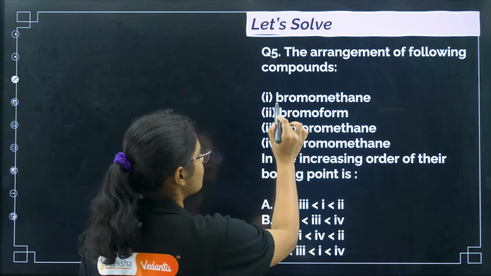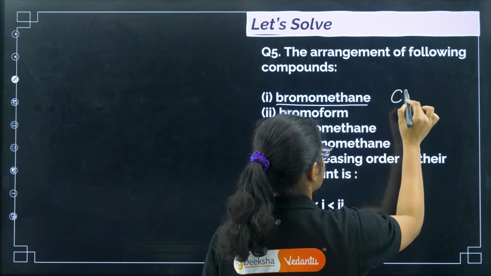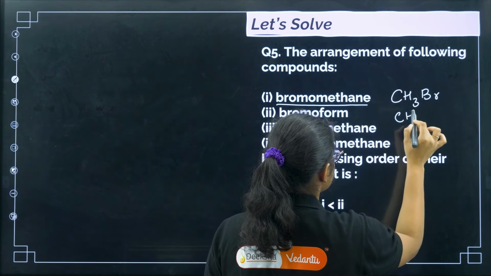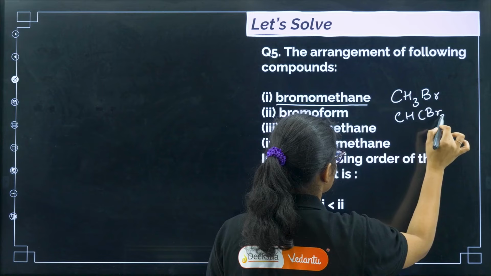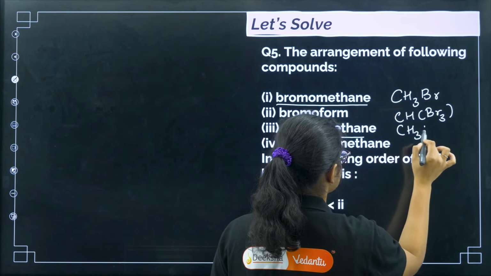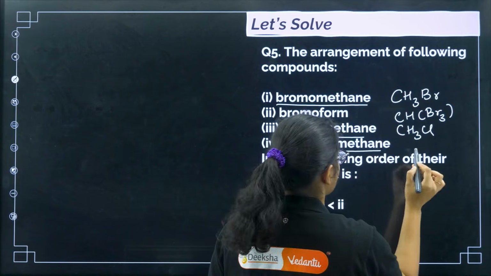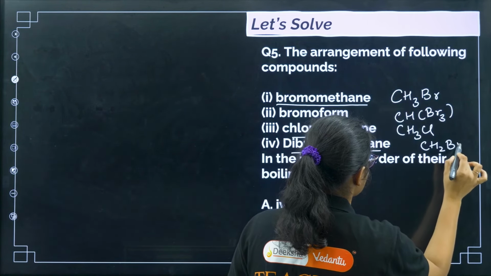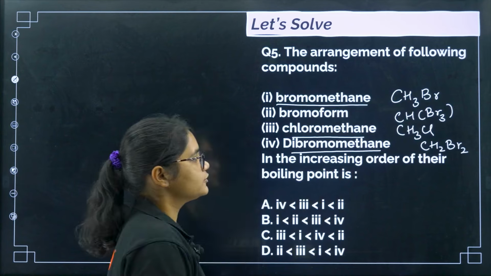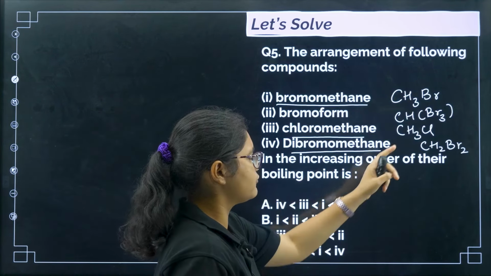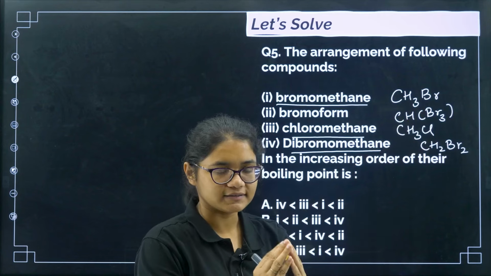Okay, next question, the arrangement of the following compounds in the increasing order of their boiling point. So we have bromomethane, the structure is CH3Br. Bromoform, structure is CHBr3. Chloromethane, CH3Cl. Dibromomethane, that is CH2Br2, right.